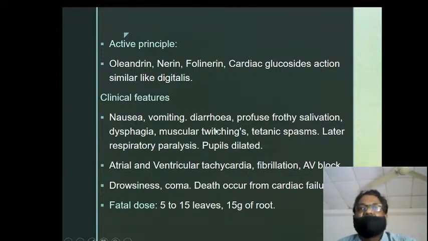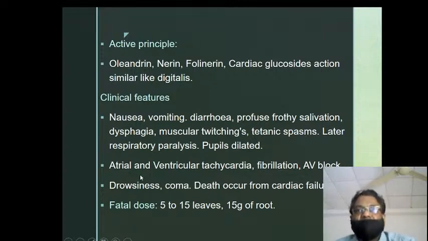Clinical features, when it is given orally, it produces nausea, vomiting, diarrhea, profuse frothy salivation, and the individual develops dysphagia, which is difficulty in swallowing. The individual develops muscular twitchings and also tetanic spasms, and later respiratory paralysis. It affects the eyes, with pupils dilated. Because it produces respiratory paralysis, death can occur either from cardiac failure or sometimes from respiratory failure. So death can occur in two ways.